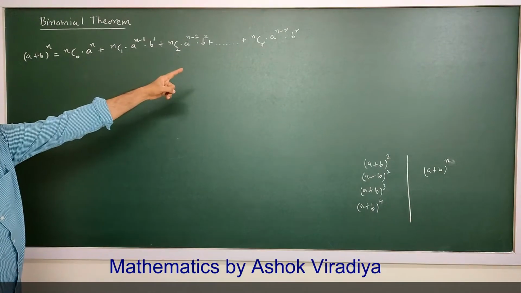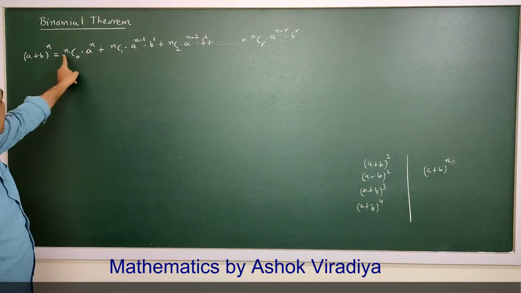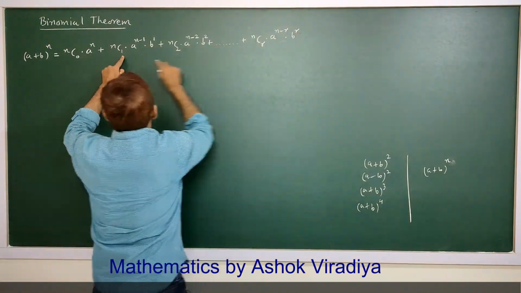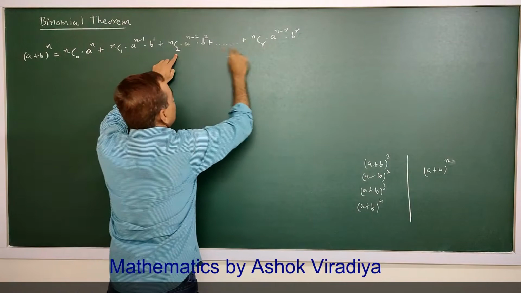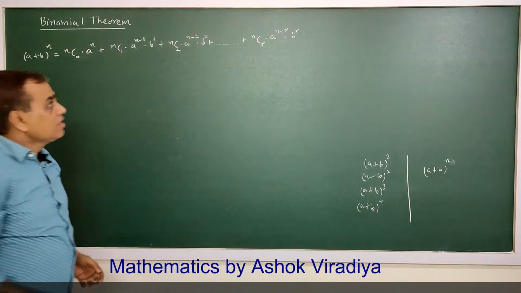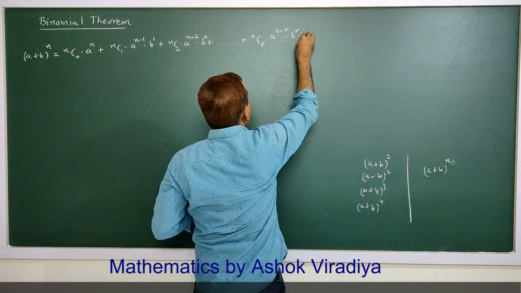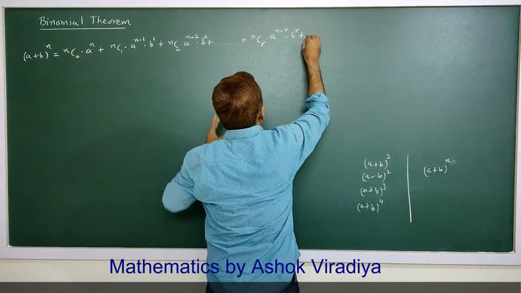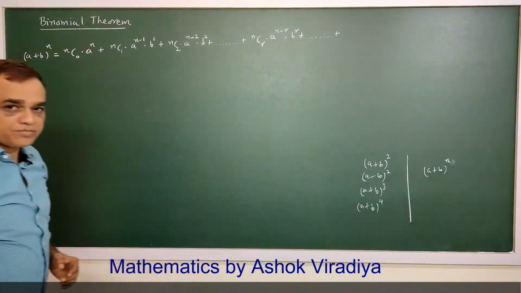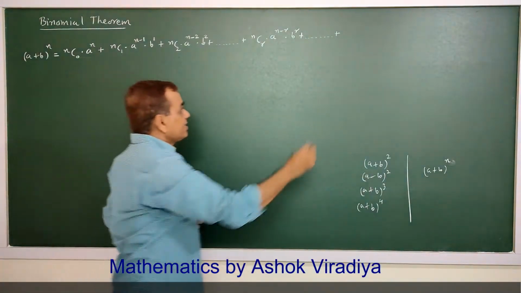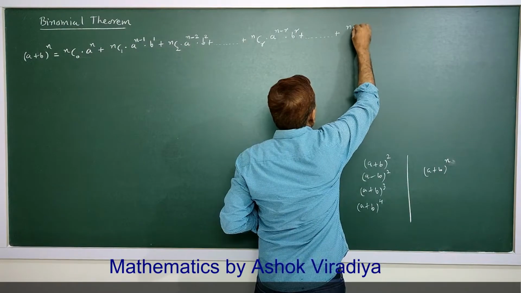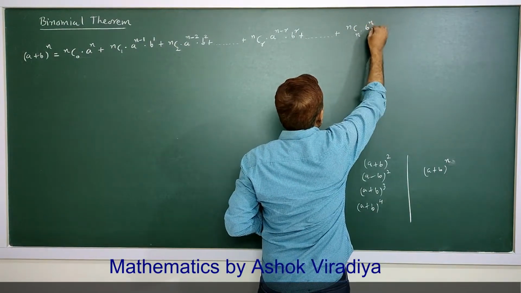If you take r equal to 0, then we get the first term. If you take r equal to 1, the first term. If you take r equal to 2, this is the next term. So this is a general pattern for terms in this sequence. And here the last term is nCn, b raised to n.